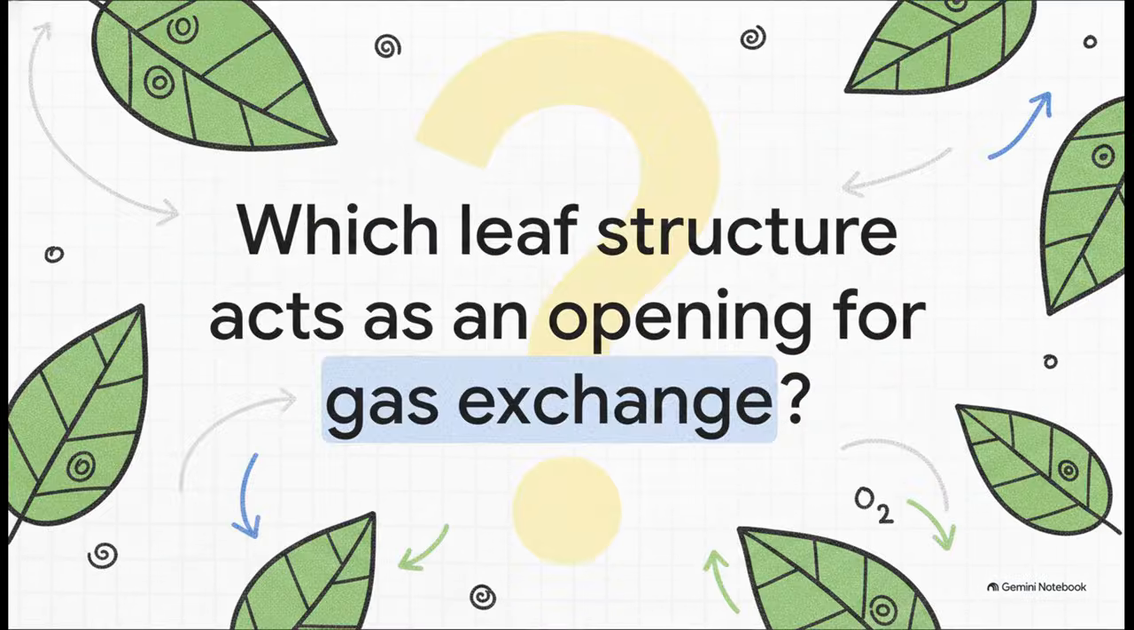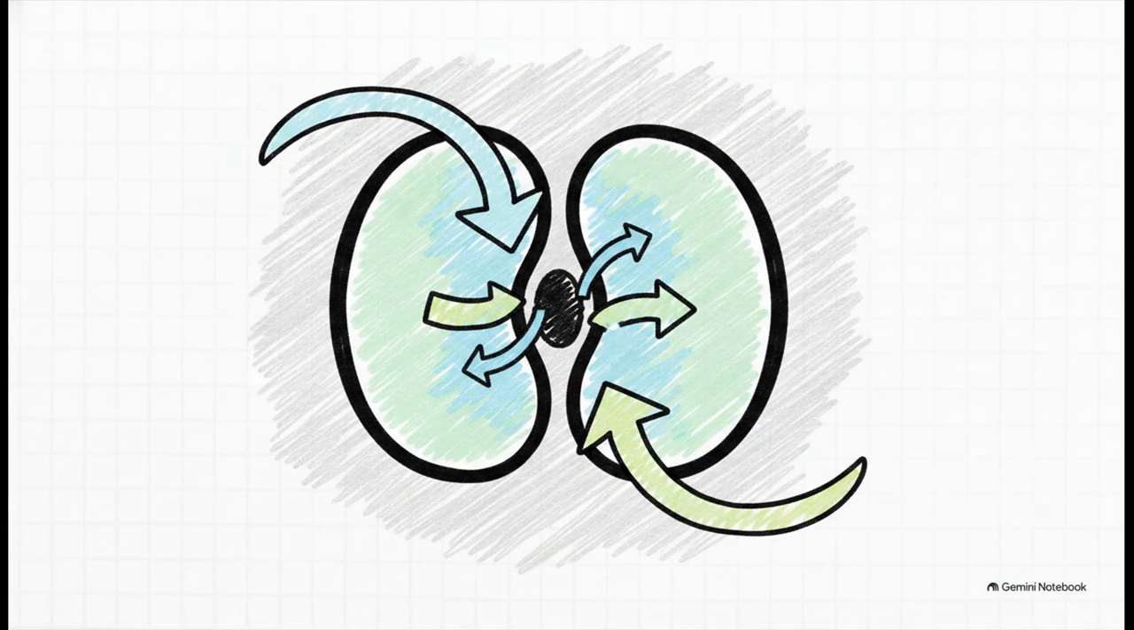Let's try one more quick review question. Thinking back to our leaf solar panels, which leaf structure acts as an opening that permits gases to actually enter and leave the plant? If you said stomata, you absolutely nailed it. Stomata are the tiny pores on the leaf surface formed by two specialized guard cells. They basically act like little microscopic doors, tightly regulating the flow of carbon dioxide and oxygen, making sure the leaf has exactly what it needs to manufacture food.